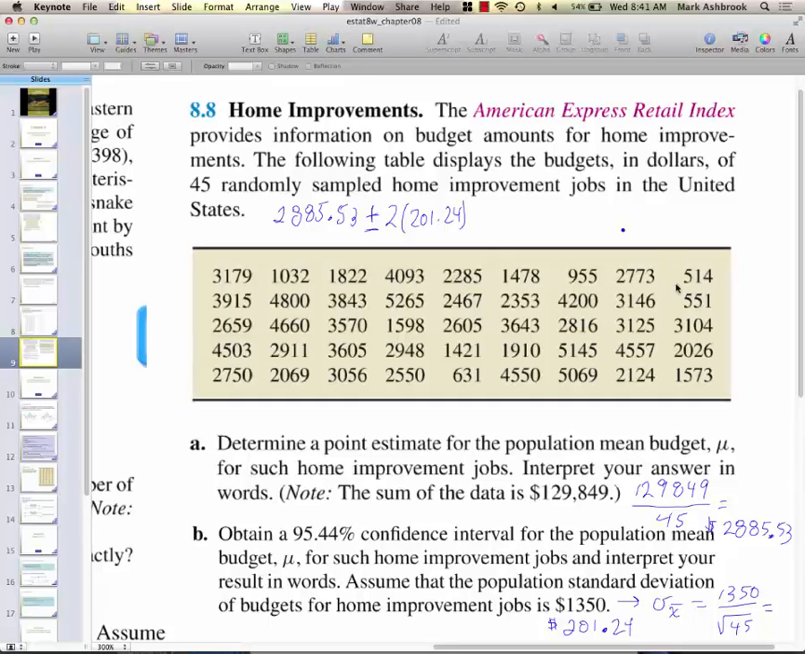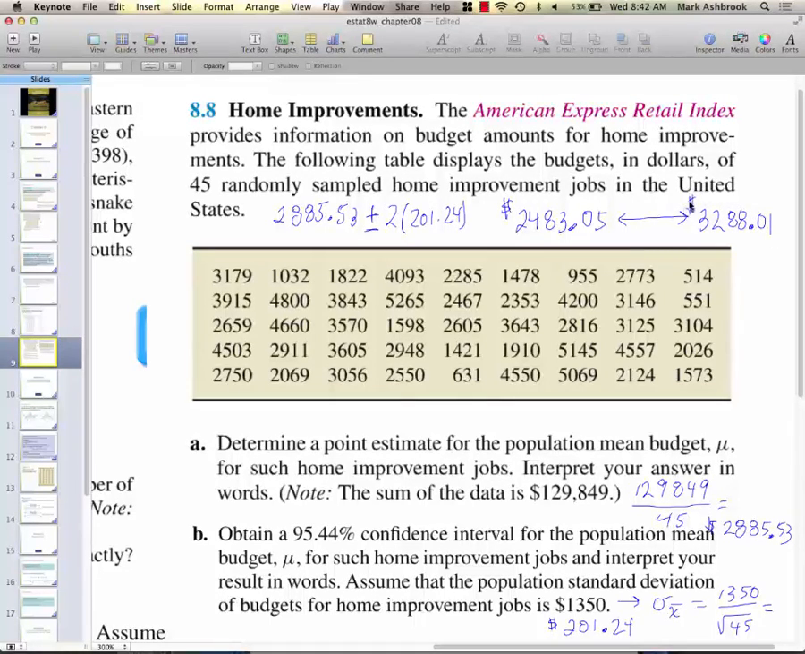So let's get the two values here. What's the lower value? So if you take 2885.53 minus 2 times our standard deviation, anybody got that? 2483.05. Nice and loud? 2483.05. Up to, go ahead. 3,288.01. Do we have confirmation on those two numbers? Someone else got it? Good.